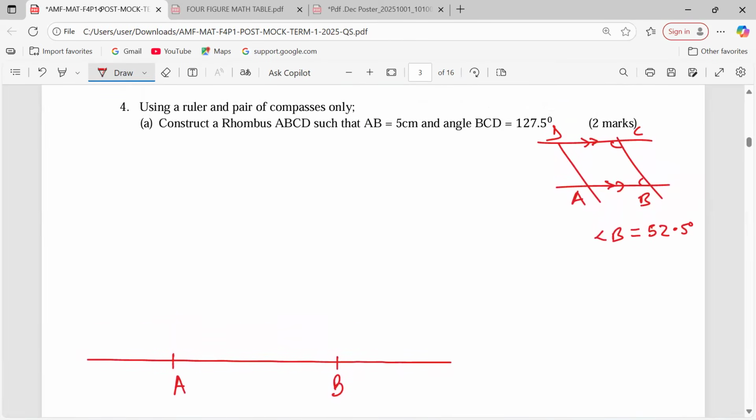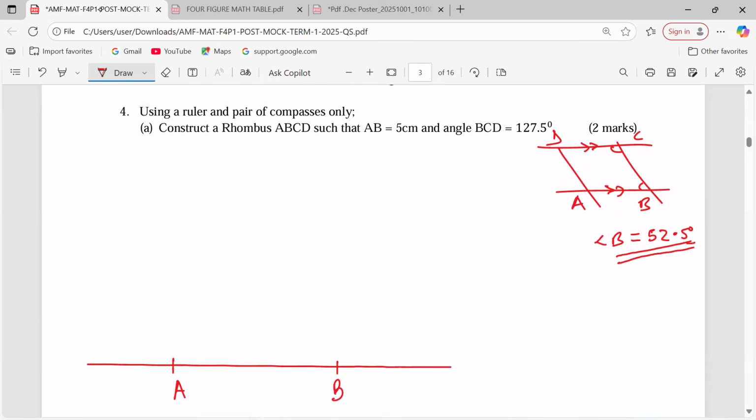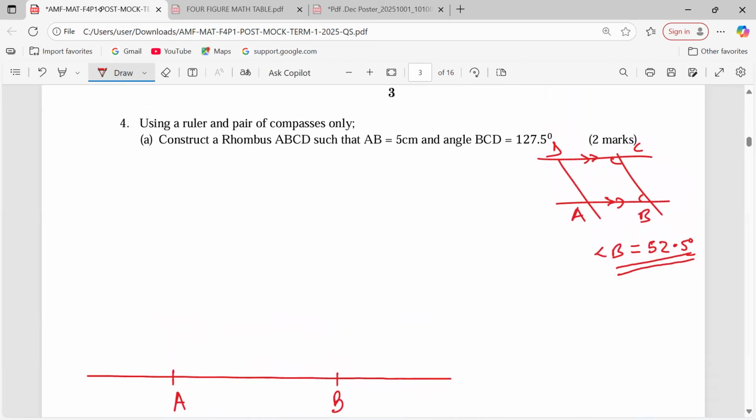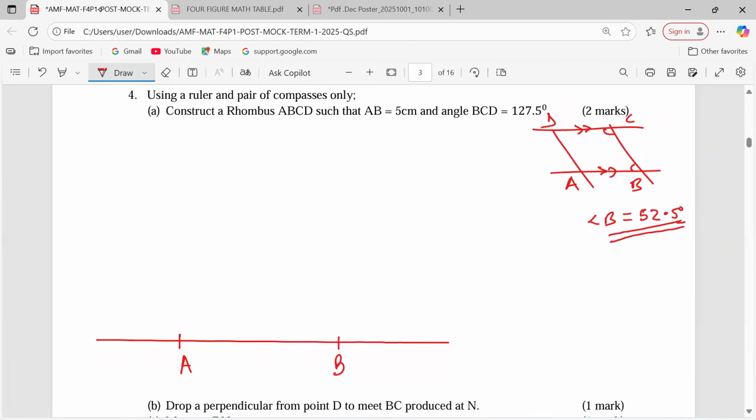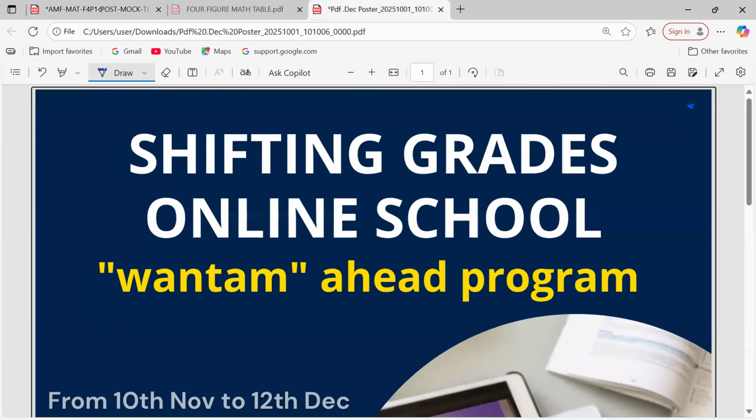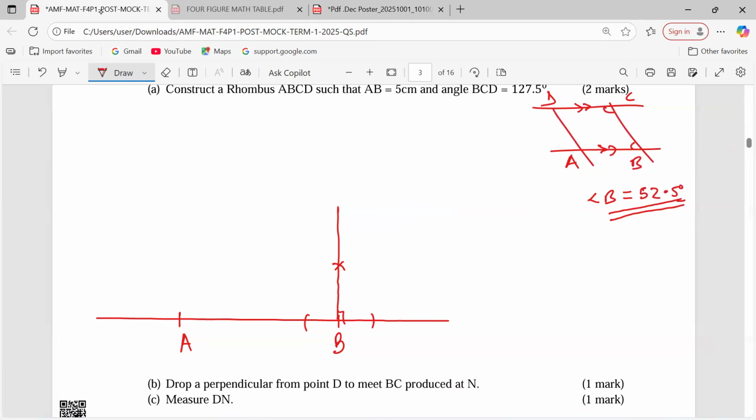How do we construct 52.5? You can use several approaches. Remember, this is happening without a protractor. Therefore, you can start by raising a perpendicular at B. Just make arcs like that, then you produce a line to B. That's a perpendicular line, 90 degrees.